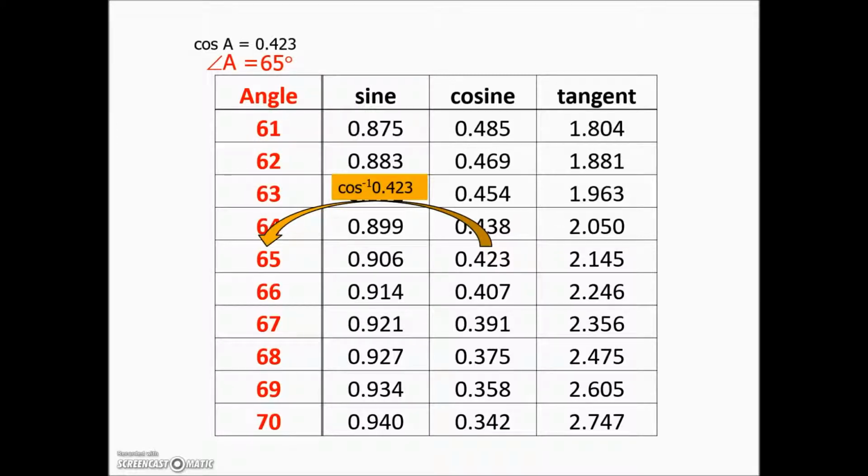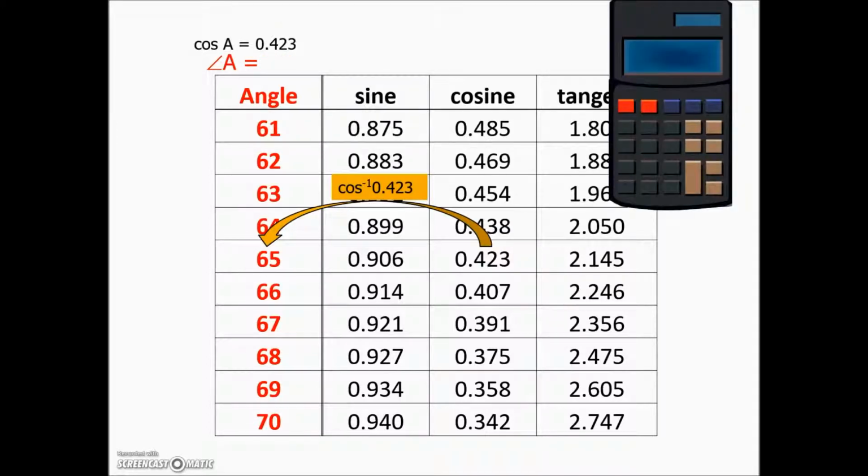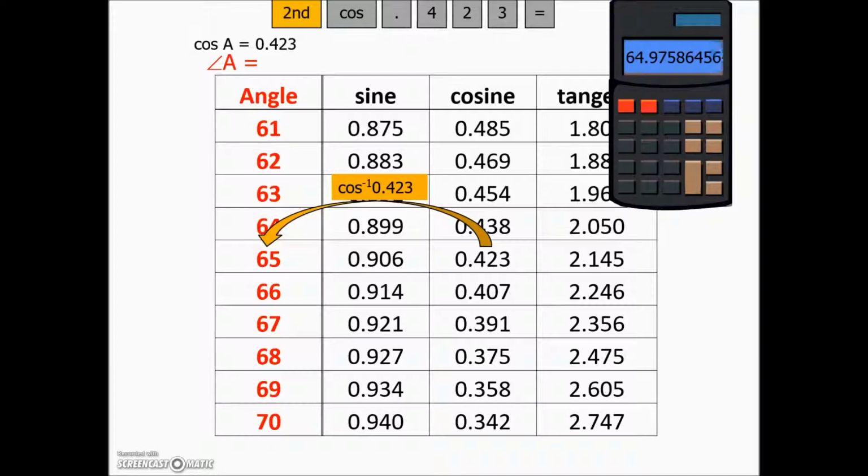With the use of our calculator, just like in the previous example, if you have the direct algebraic logic calculator, you will hit your inverse or second key first, press cosine to activate that inverse, which is printed above the cosine key, enter the ratio that's given, in this case 0.423, and press equals to get the angle measurement that we're looking for. And here they're giving us a more exact value than what the table has. So we have an angle measurement of 64.97 with more detail there.